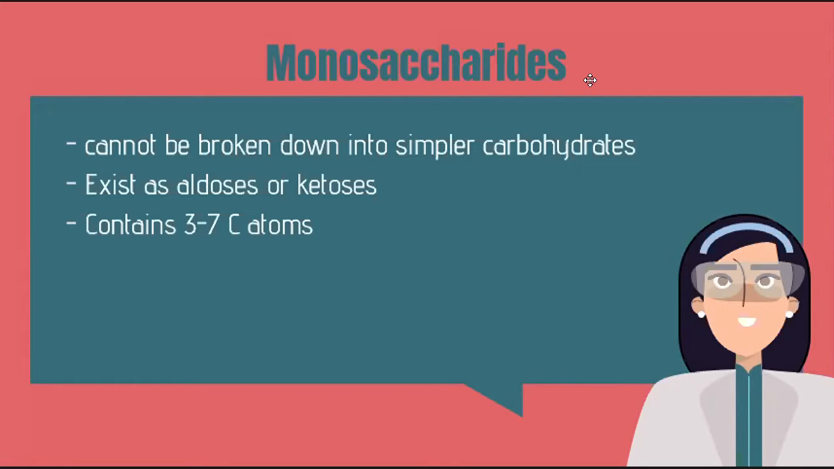It is an aldose or ketose, and it contains 3 to 7 carbon atoms. So that is how to classify monosaccharides also: as to the number of carbons that they have, the component carbon that they have. If it's 3, it's called triose. For 4 carbons, it's called tetrose. For 5, it will be pentose. Tama ba? People?